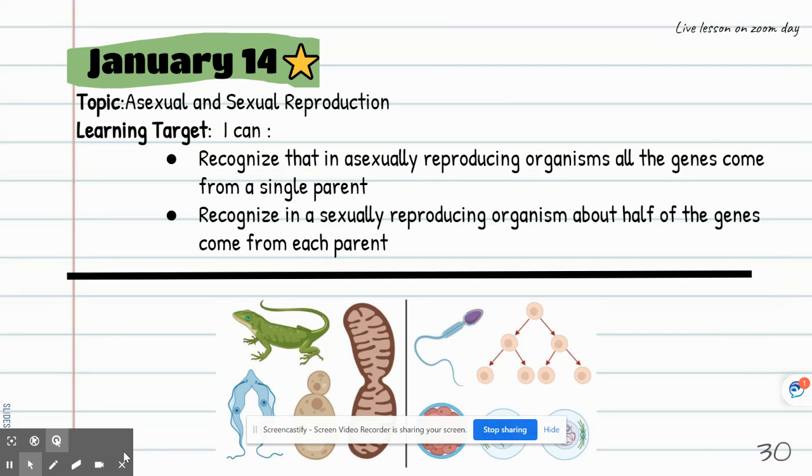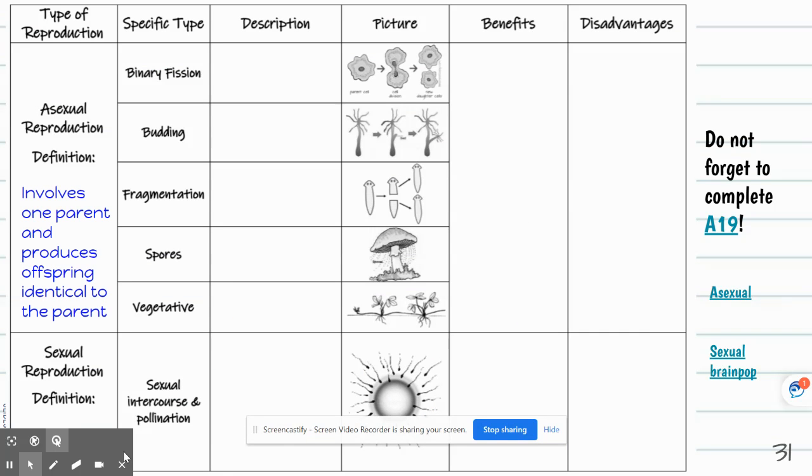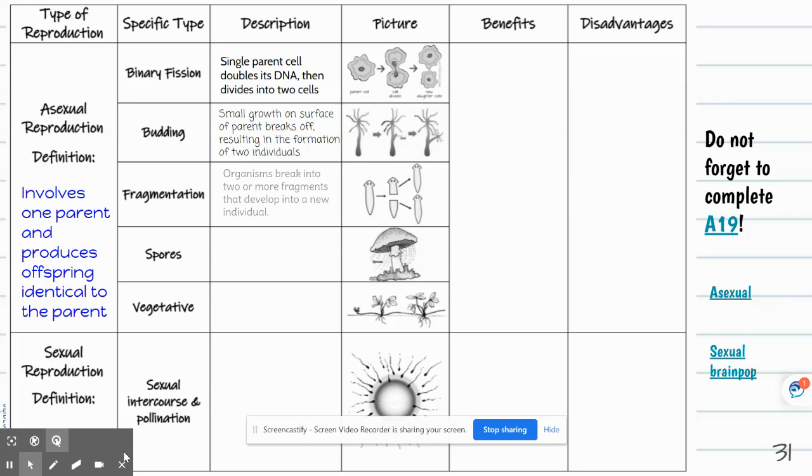For Thursday, we'll be looking at asexual and sexual reproduction. We'll be taking some notes. Asexual reproduction involves one parent and it produces offspring that are identical, where sexual reproduction involves 2 parents. One type of asexual reproduction is binary fission, where there's a single parent that divides, like in the amoeba that is pictured there. Budding is a small growth on the surface of the parent that breaks off, resulting in the formation of 2 individuals. You can have fragmentation like that planaria that's shown there, where something can get broken into parts, and each part will develop into new individuals.